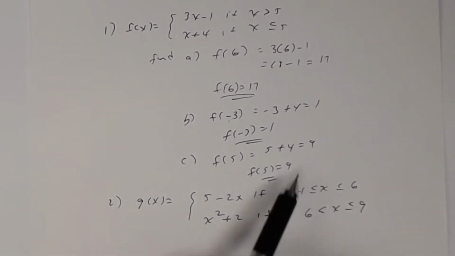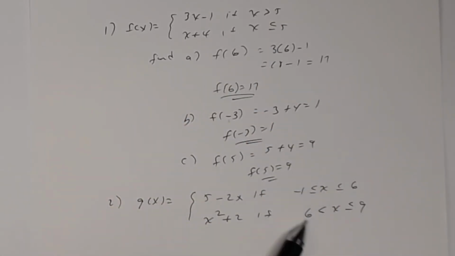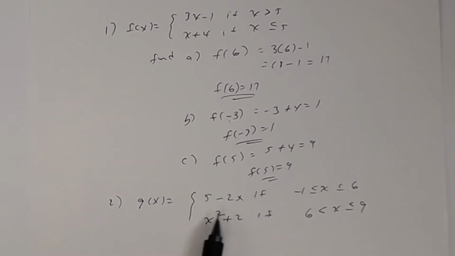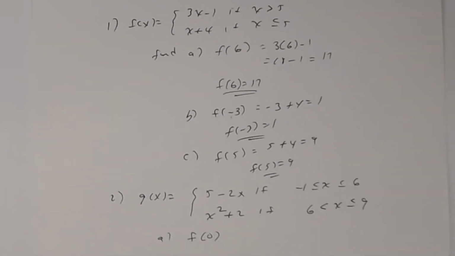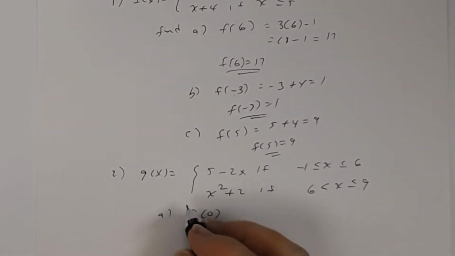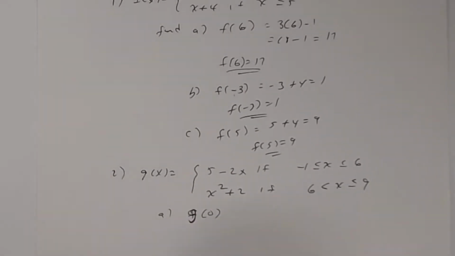So notice that your domain here looks a little bit different than this one, right? That's okay, as long as you're able to understand which one you're going to use. So am I going to use the first one or the second one when evaluating these functions? So let's get to part A. So part A, let's suppose you want to find g of 0. I'm sorry, this is function g. So g of 0.